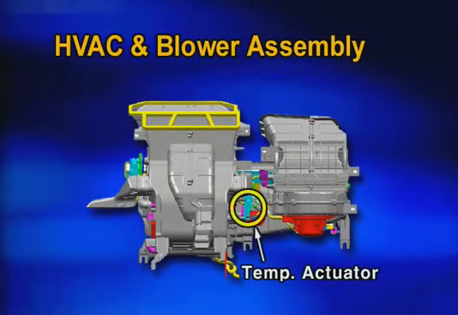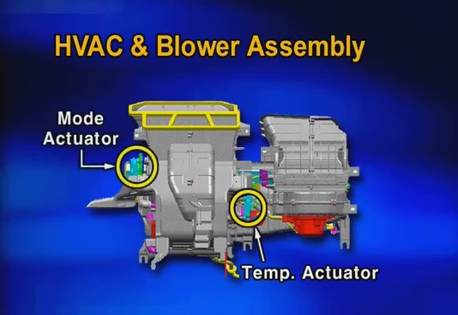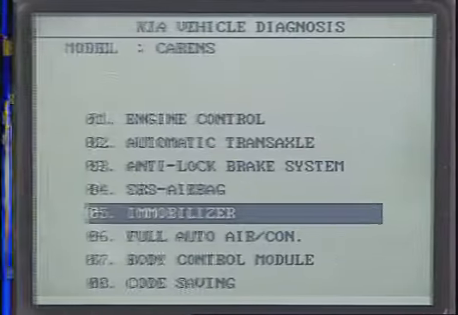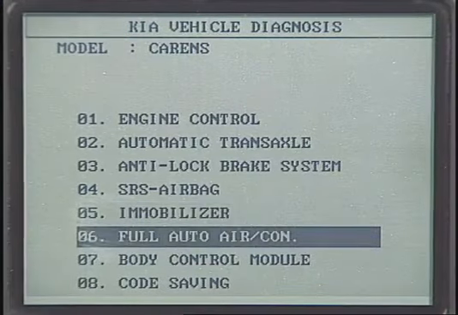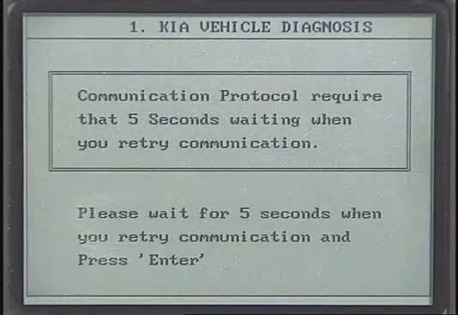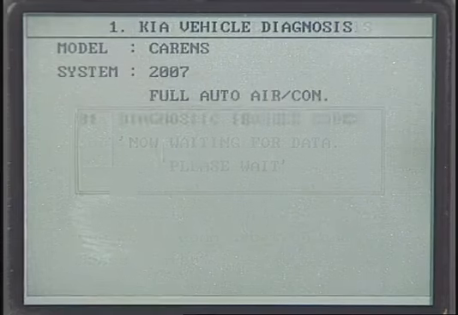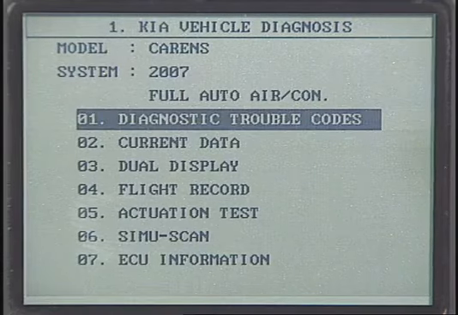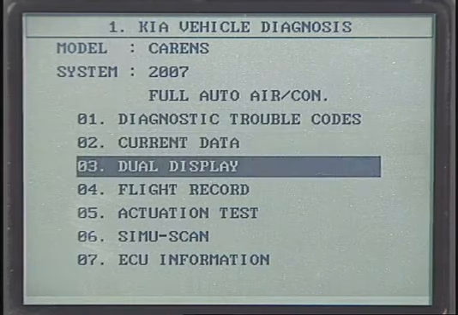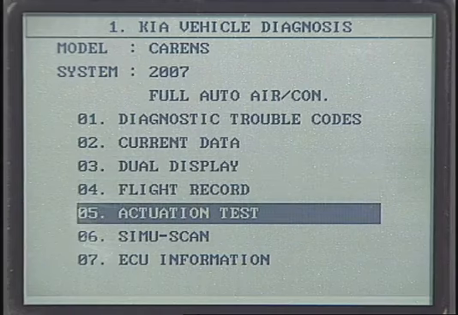As the temp actuator, the mode actuator, and the intake actuator are equipped with the position sensor, the FATC control unit has a communication function with the scanner. Using the scanner, the diagnostic trouble codes and the current data and the actuation test are possible.